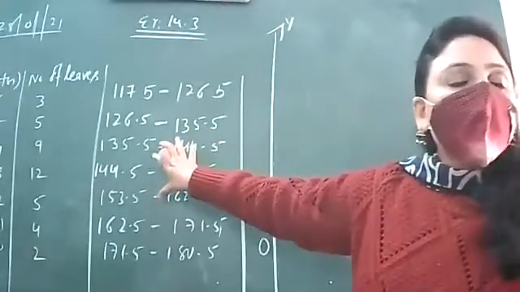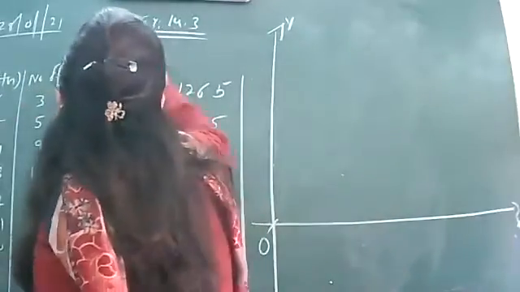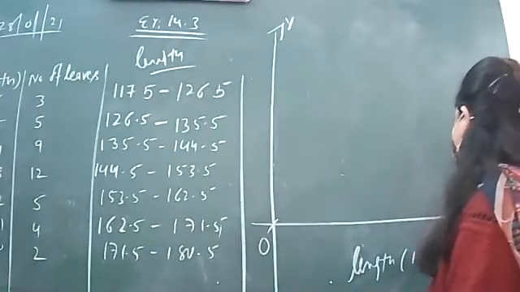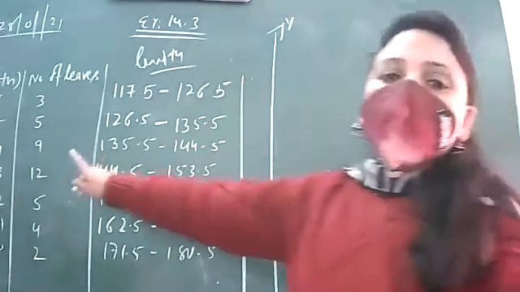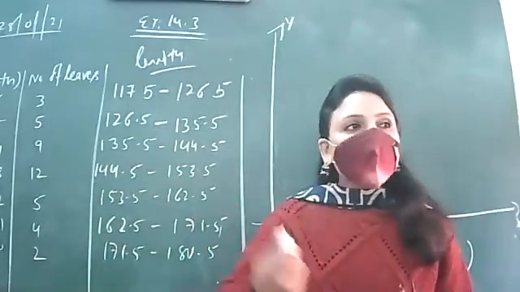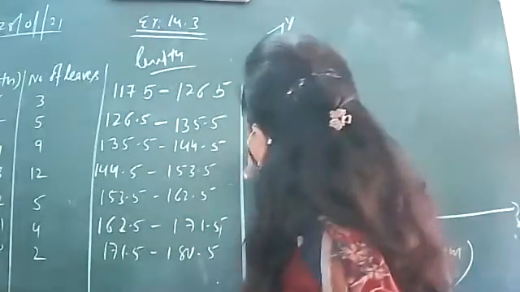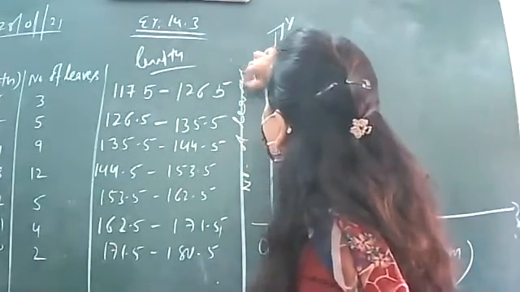Along the x-axis, what do we have to draw? Intervals. So what were these representing? Length in mm. So, firstly I am giving the heading: length in mm, right? And this frequency, which is to be put along the y-axis, what is it representing? Number of leaves. So make the heading number of leaves. This is a very important thing which we are doing.